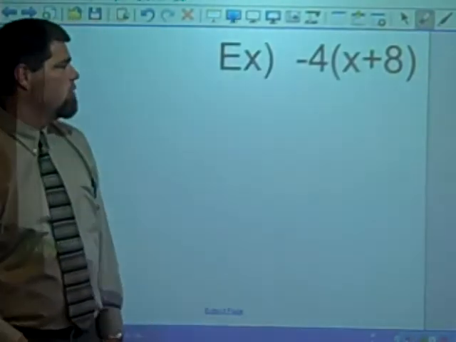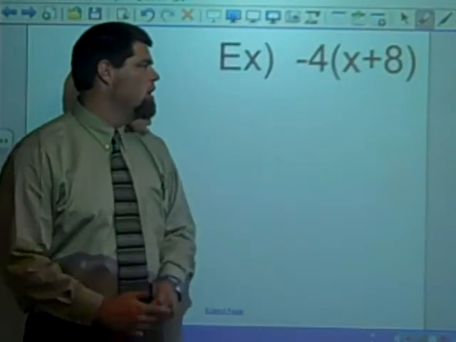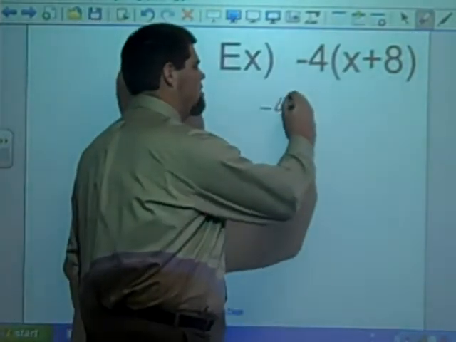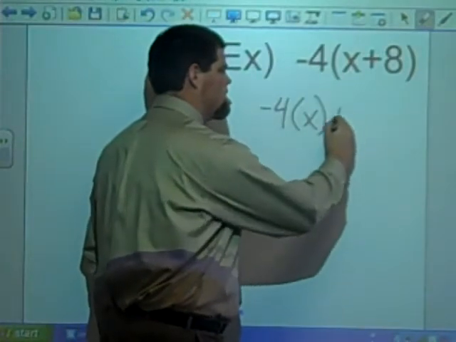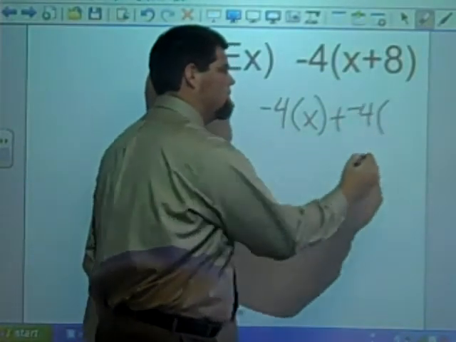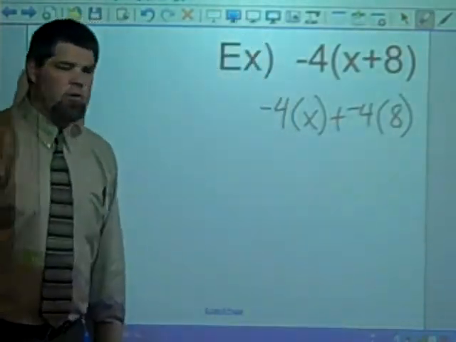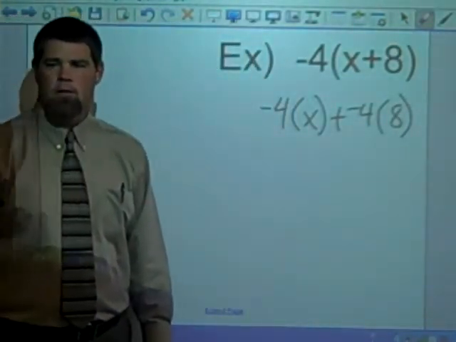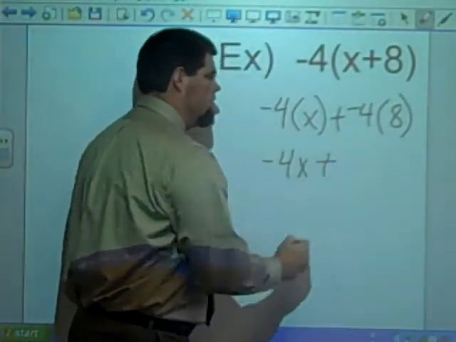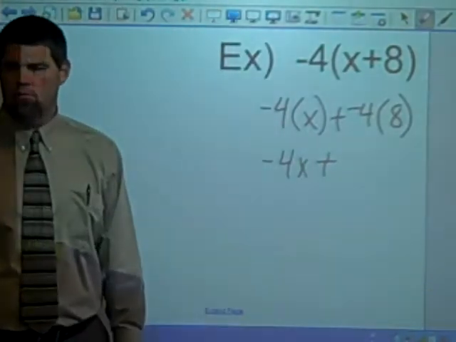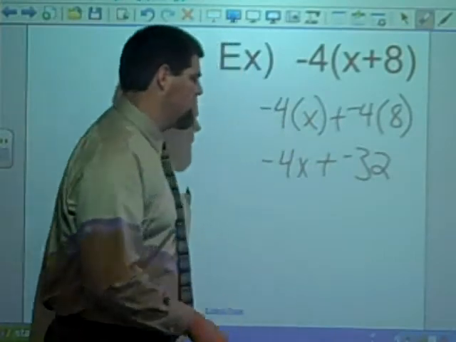Our next example, we're going to use a negative number, and we're also going to use a variable. Okay, x is our variable. So here we're going to do negative 4 times what? x. Times x plus negative 4 times 8. Now, what's negative 4 times x? Negative 4x plus, what's negative 4 times 8? Negative 32.